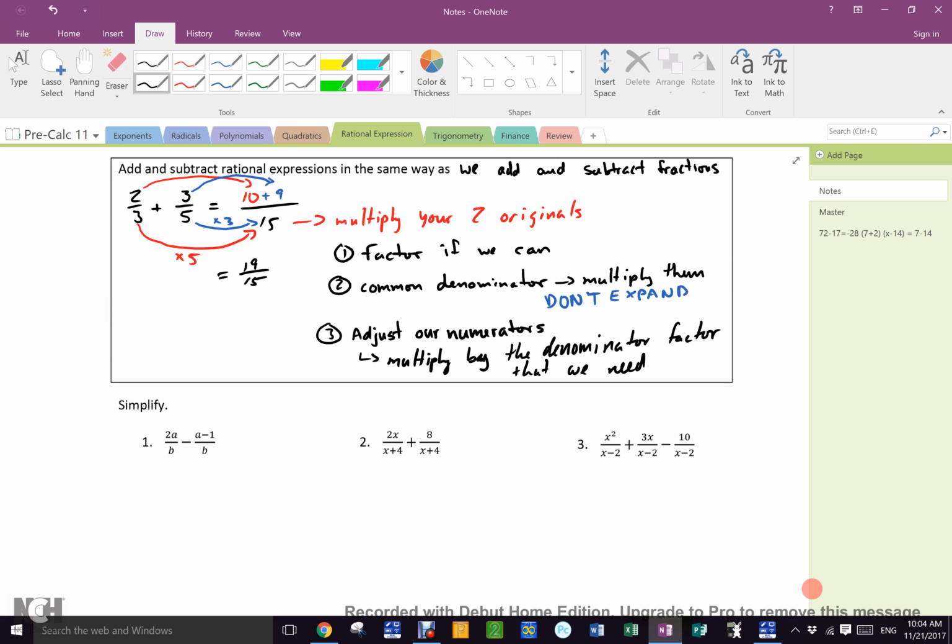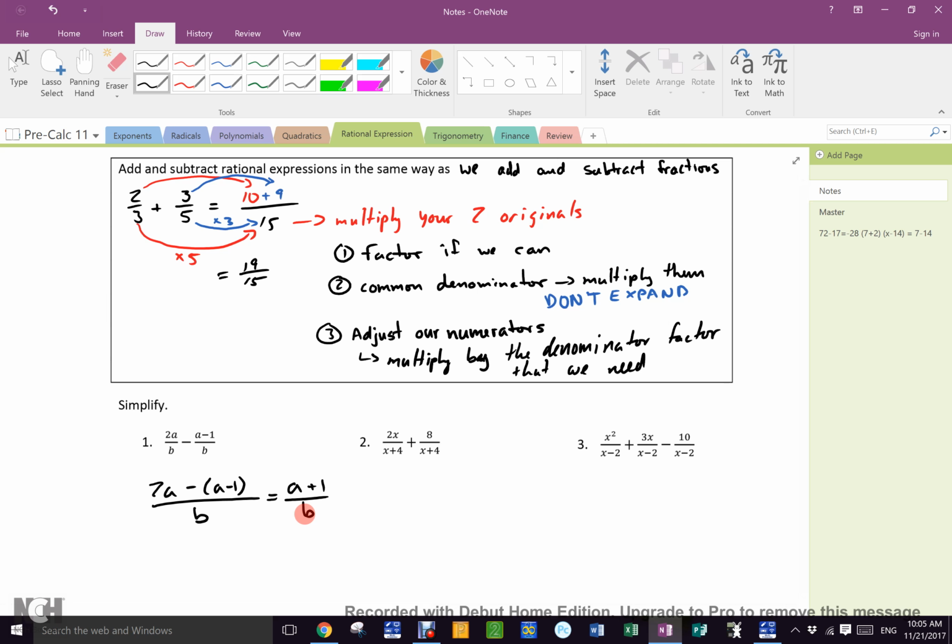In question 1, can I subtract those two rational expressions right now? Yes or no? Why, Luke? It's got a same denominator. So this is 2a minus a minus 1 over b, correct? Okay, let's do the math. What is 2a minus a? A. And what is minus 1? Plus 1 over b.